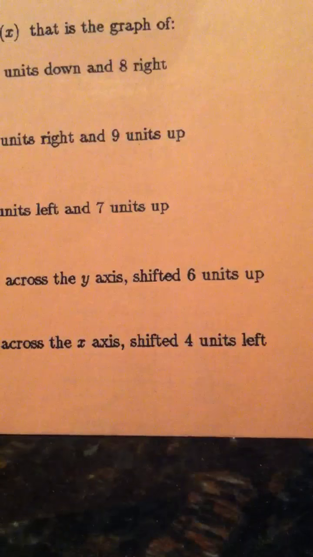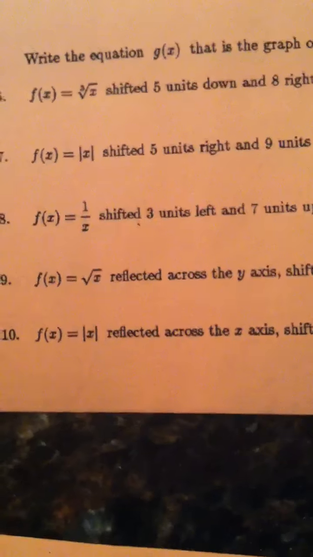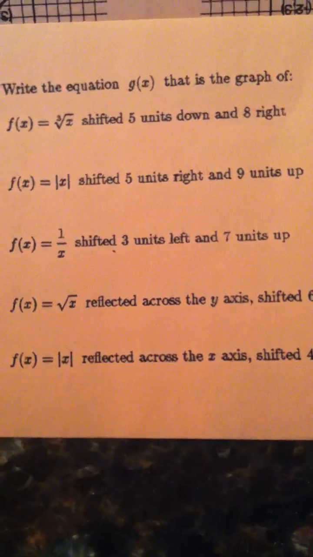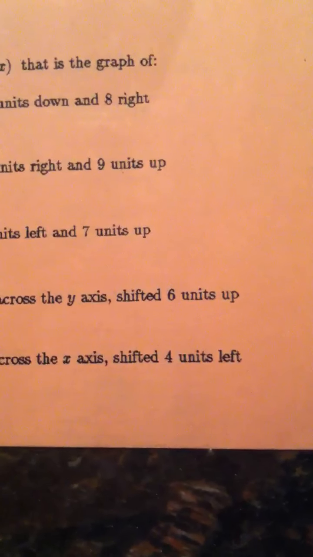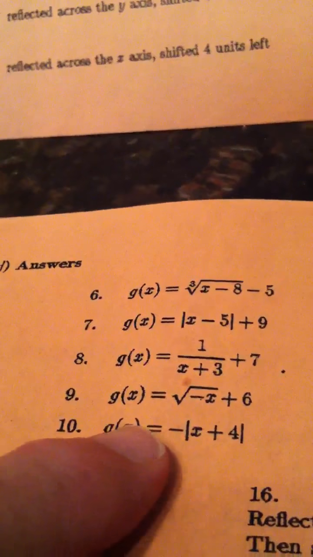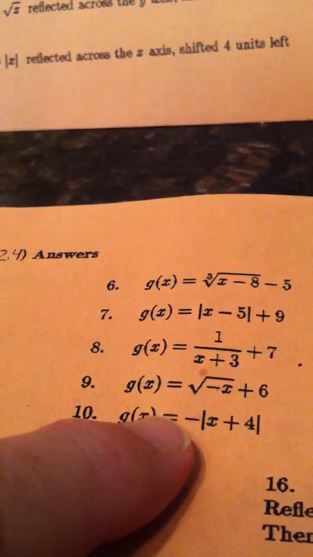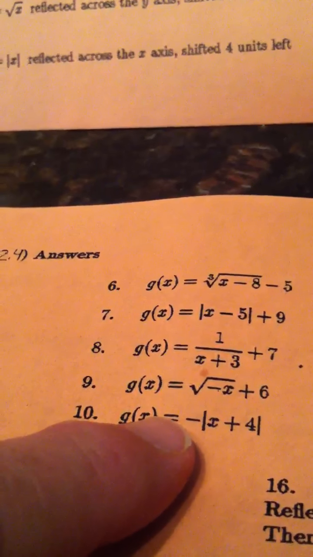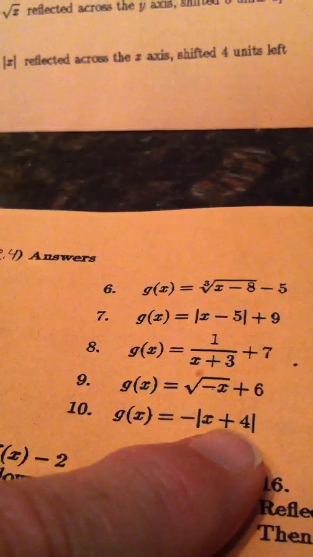Now, we're shifting 4 to the left. Left or right always means x is affected, so you go inside the absolute value bars, and if it's 4 to the left, you do just the opposite of what you're thinking. It would be x plus 4, and that is exactly what we have inside the bars. So the opposite, multiplying the original y value by -1, reflects it across the x-axis, and the x plus 4 shifts it 4 to the left.